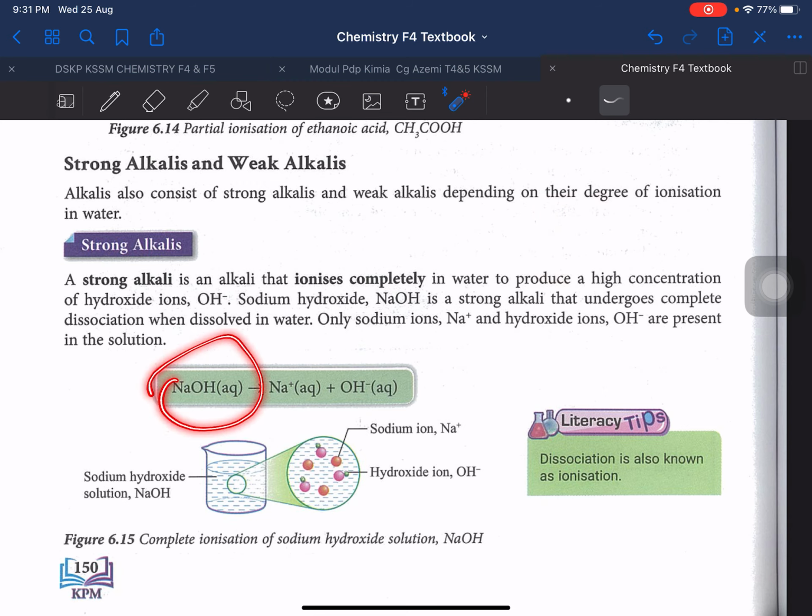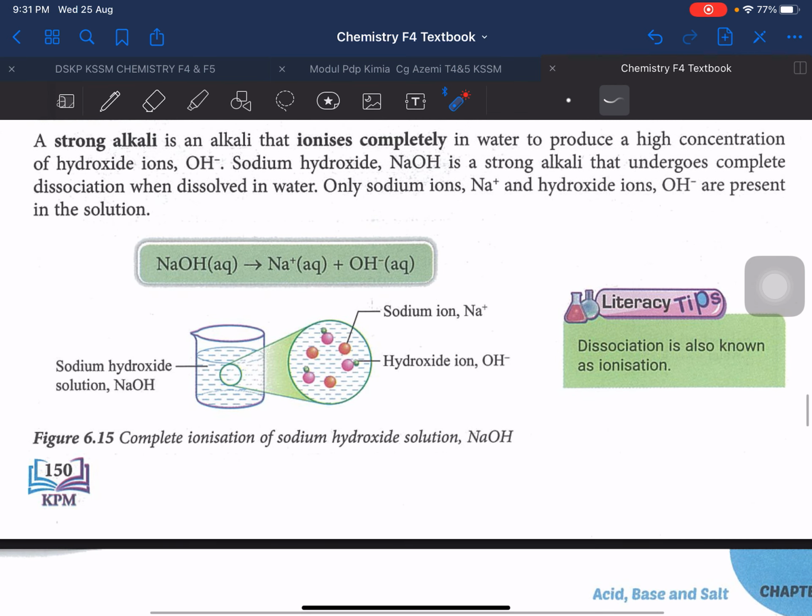So sodium hydroxide is a strong alkali that undergoes complete dissociation. Complete. Pengionan yang lengkap. Penceraian yang lengkap apabila dilarutkan di dalam air. Only sodium ions, Na+, and hydroxide ions, OH- are present in the solution. Okay? Look at this. Figure 6.15 here. Complete ionization of sodium hydroxide solution. This is sodium hydroxide. So as you can see here, only Na+ and OH- yang hadir di dalam bila dia dilarutkan di dalam air. Okay?